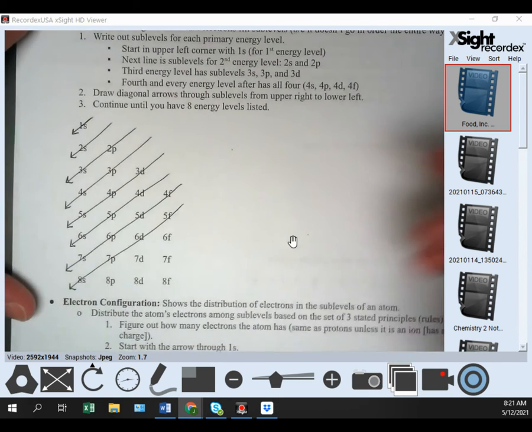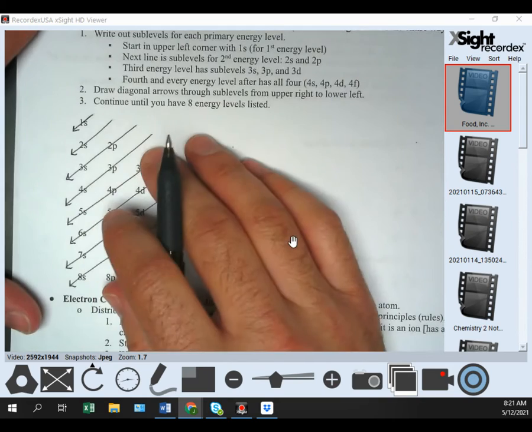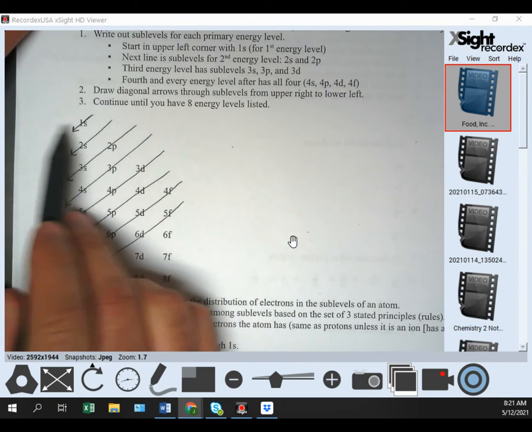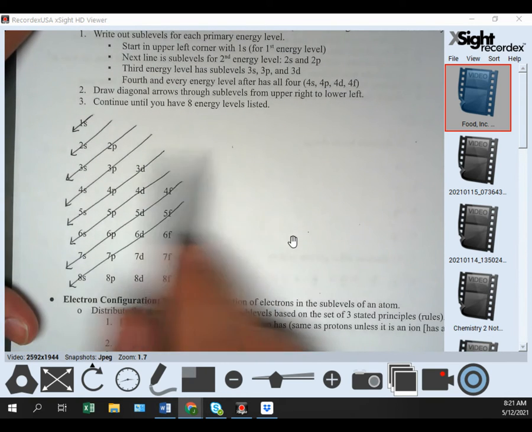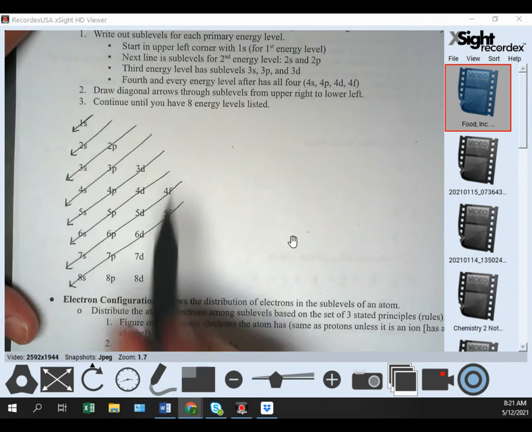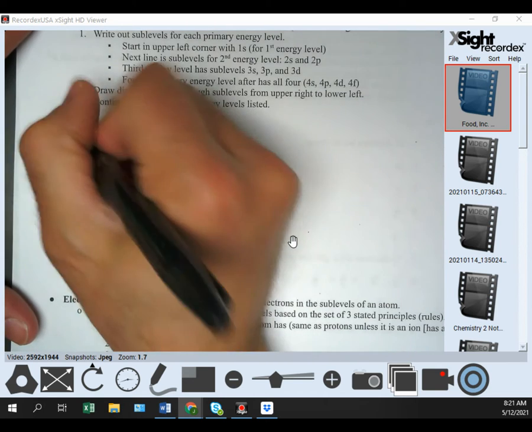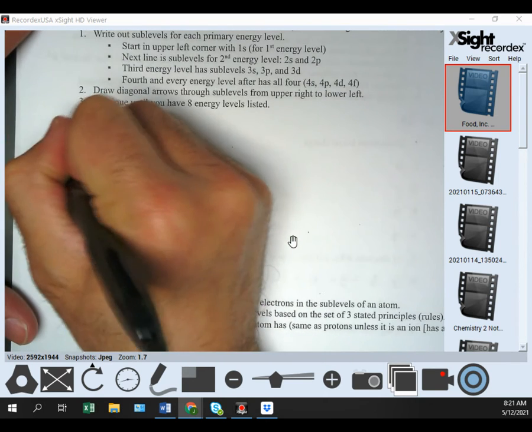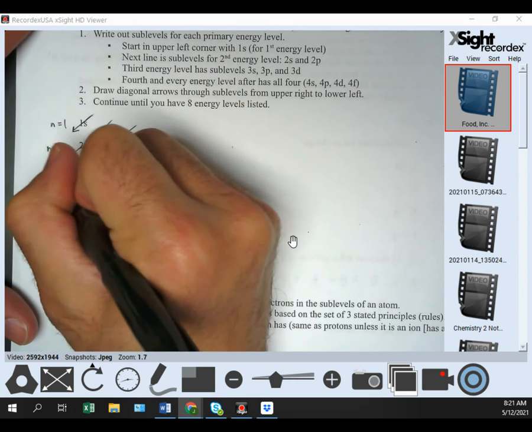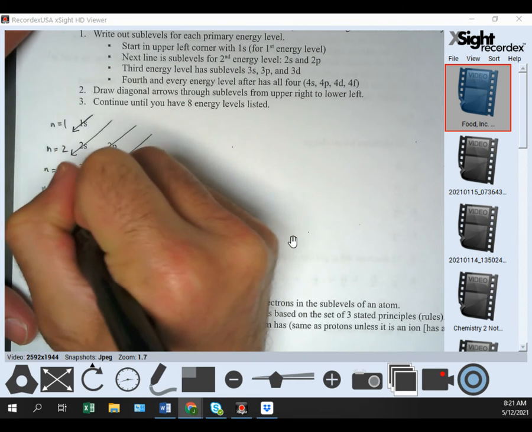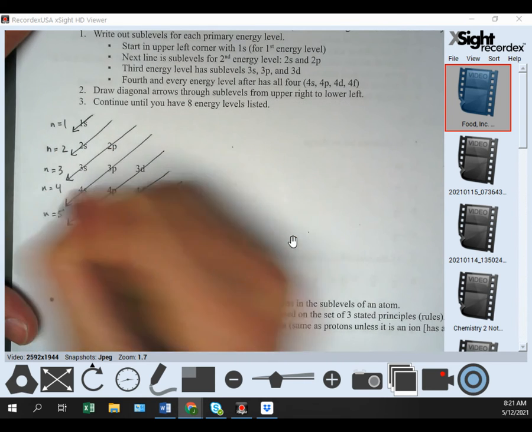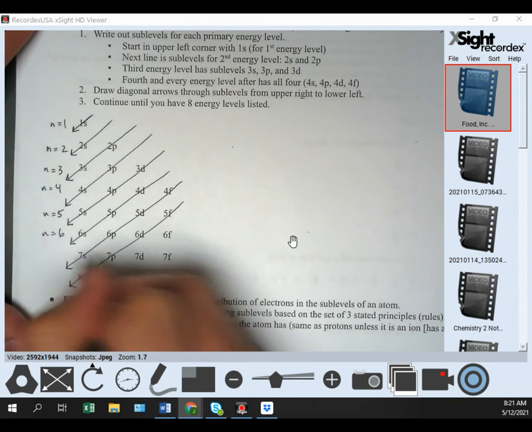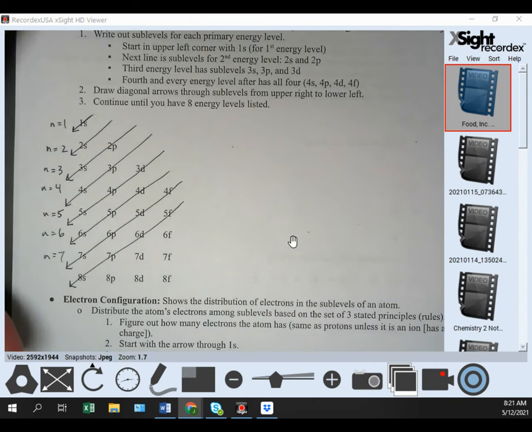Okay. Now, another thing that I want to point out with this, just so everybody understands, is that if you look horizontally like this in the row, those are the energy levels. So this is energy level 1. The 2s and the 2p would be energy level 2. 3s, 3p, 3d would be 3rd, 4th, 5th, and so on and so forth. Okay? Does that make sense? All right.